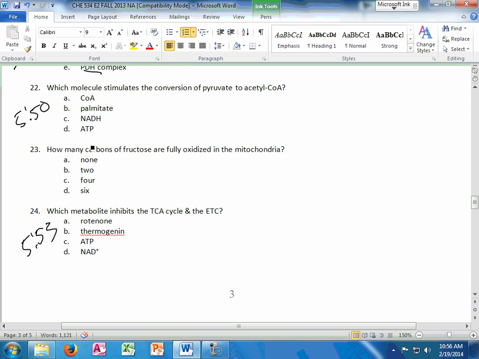The molecule stimulates the conversion of pyruvate to acetyl-CoA. On the PDH complex regulation again. CoA is the answer.